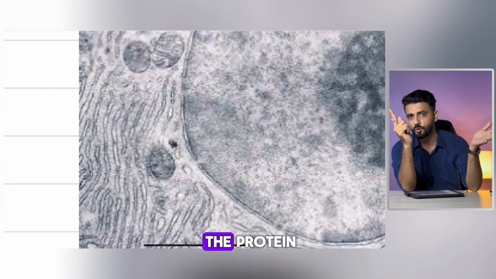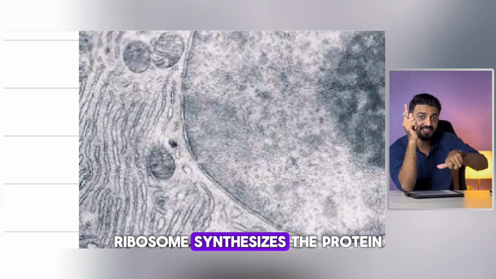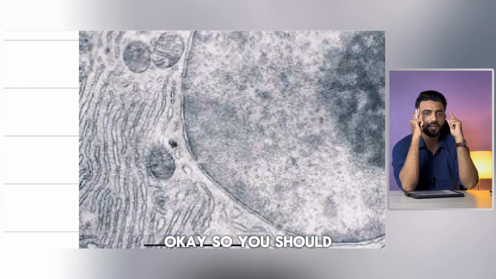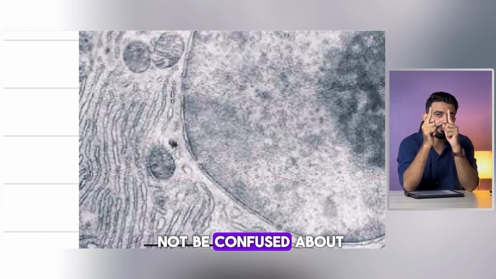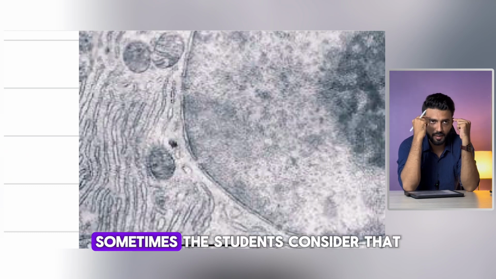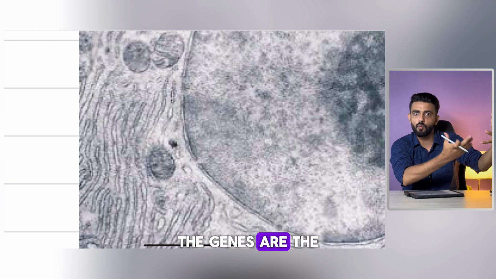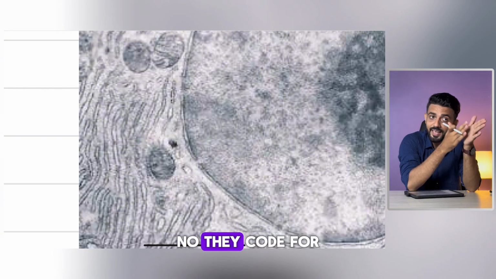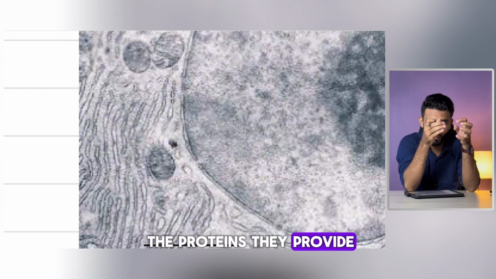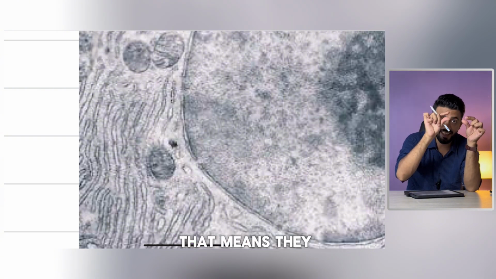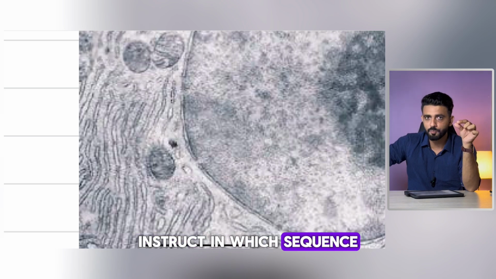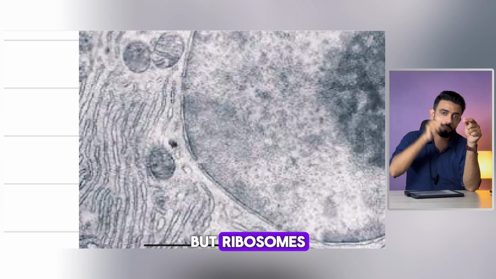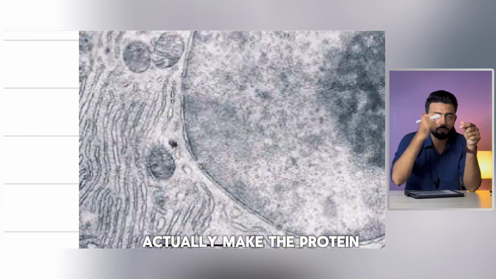Gene codes for the protein. Ribosome synthesizes the protein. Okay, so you should not be confused about these two. Sometimes the students consider that the genes are the ones making the proteins. No, they code for the proteins. They provide the code. That means they instruct in which sequence the protein should be made. But ribosomes are the ones that actually make the protein.